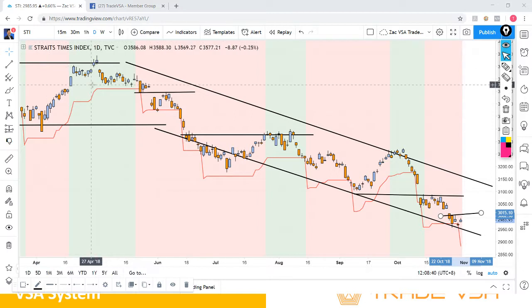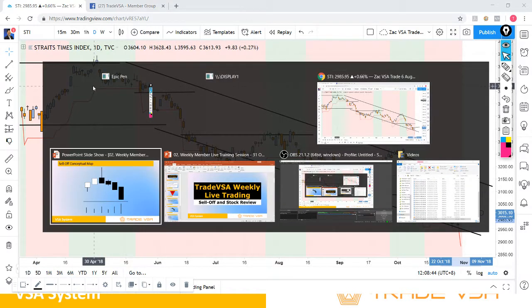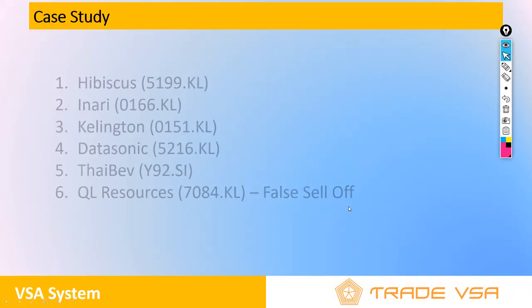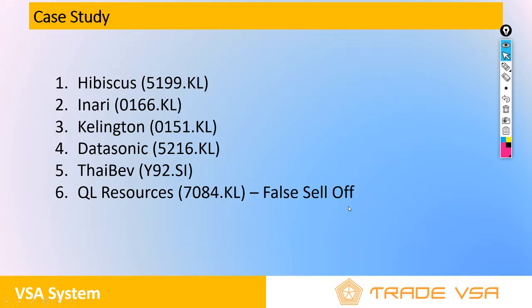Some of the case studies that I wanted to show you, let me turn to my slides. The case study I'm going to show you today is these 6 stocks using sell off. I will show you how I use these stocks, sometimes using some of the advanced techniques for exit. Of course, for members, especially if you are new, do follow the ATL stop loss or the red bearish hit zone.